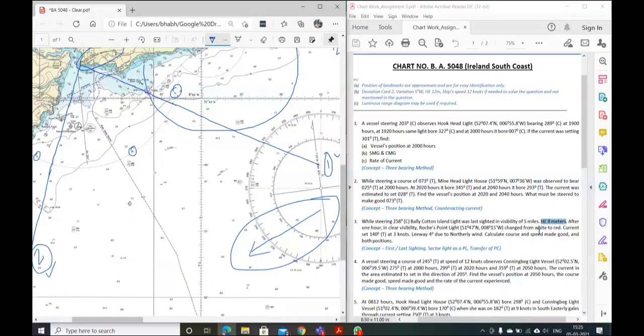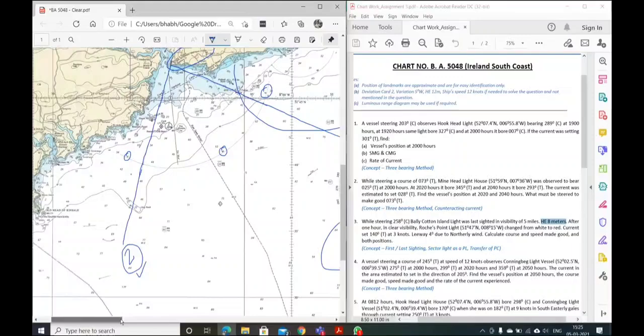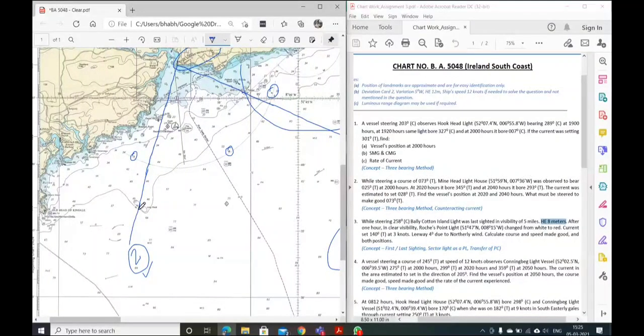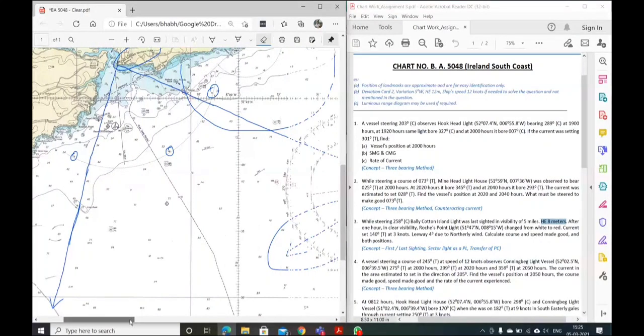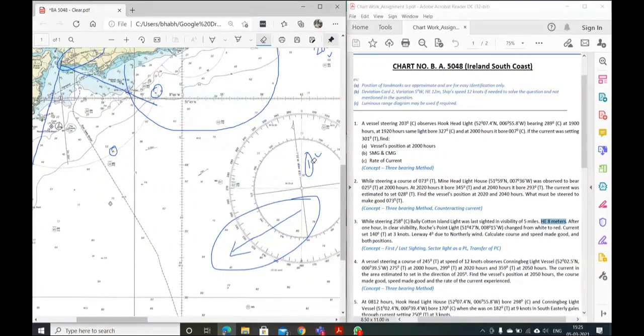Okay, but in this question, he's told us the light is changing from white to red. So it basically gives us a position line. It tells us that the vessel has to be somewhere on this line. Because if the light is changing over from white to red, it is only possible when the vessel is on this particular line. So this line is our PL, position line. Let me erase the first line from here. This is not required.